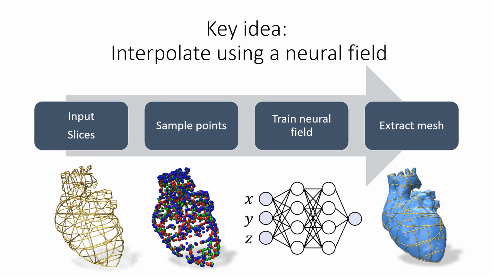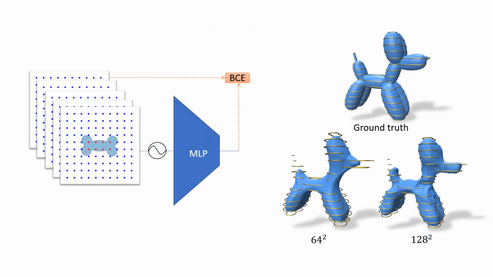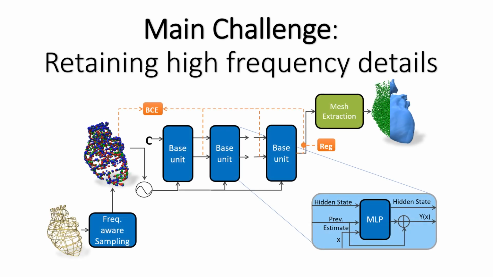Our pipeline starts with sampling points on the slices, then training a neural occupancy field on those points, and finally extracting a mesh from that field. A baseline implementation of this pipeline, using regular grid sampling and a basic MLP as the neural field, yields overly smooth results. This smoothing is a result of spectral bias and is the main challenge in this work. Our method improves each part of the pipeline to reduce this bias.